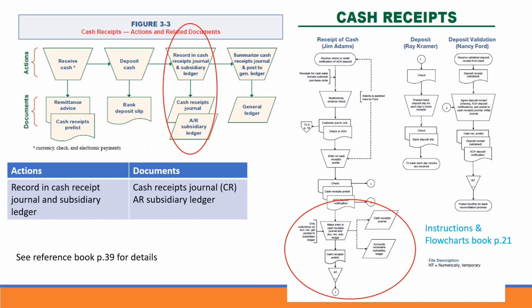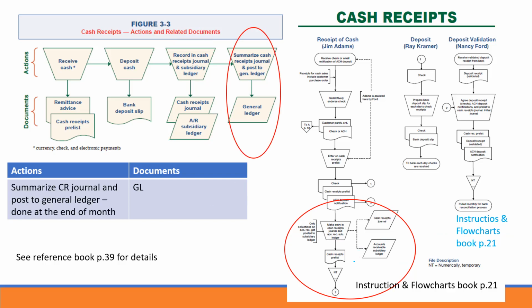The third step would be the recording, the accounting recording for accountants. We need to record it, and that is still the job of Jim Adams. You should record in the cash receipt journal that we have received the cash, and also record in the customer subsidiary ledger. The two documents, not really accounting documents we need, are the CR and AR subledger. For this part, only collections on accounts receivable will get posted to the AR subsidiary ledger, of course. And then we also have the cash received pre-list. You have to mark it as being posted to the accounts receivable subsidiary ledger. And then we are done for this step.